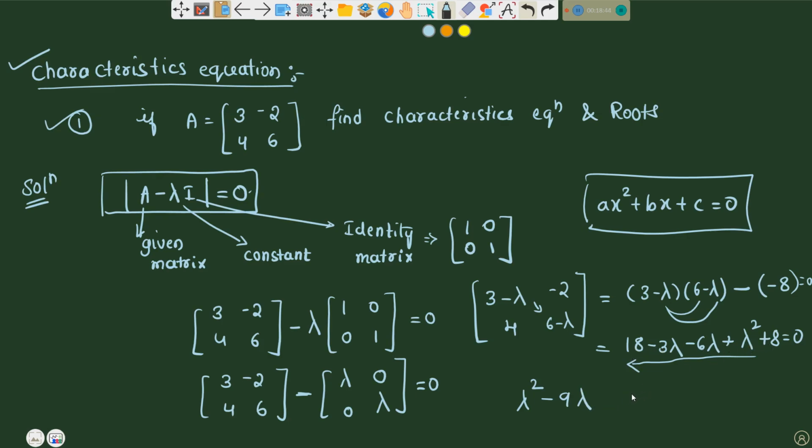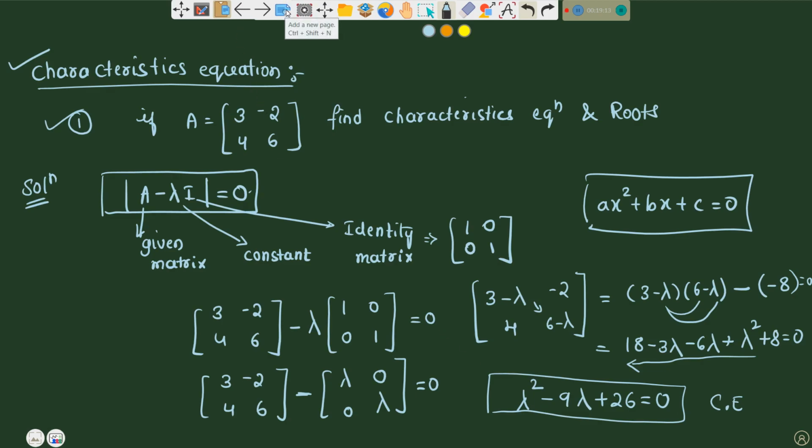It is 26. So lambda square minus 9 lambda plus 26 is equals to 0. Correct? 18 plus 8 is what? 8 twos are 16, 1 goes there, so 26. So this is your characteristic equation. You can write it in short form as characteristic equation. Now you have to find the characteristic roots. You just try to figure out this equation, and we'll do further.